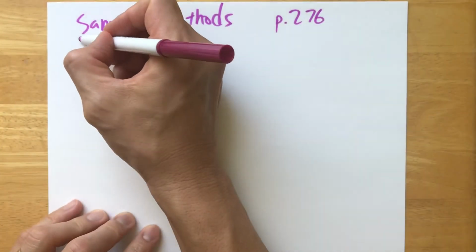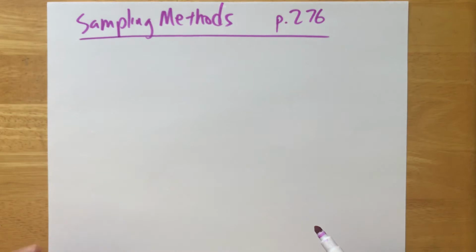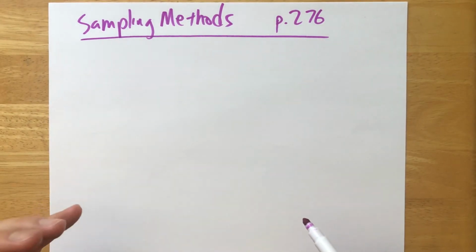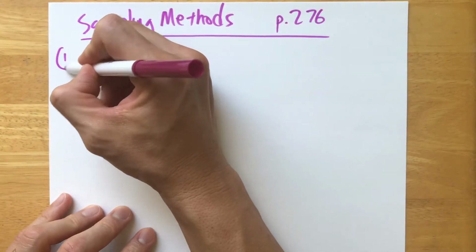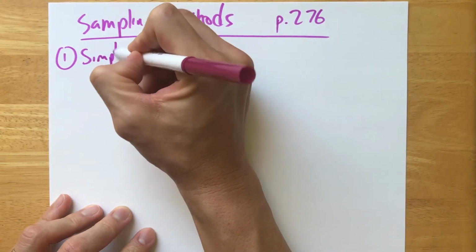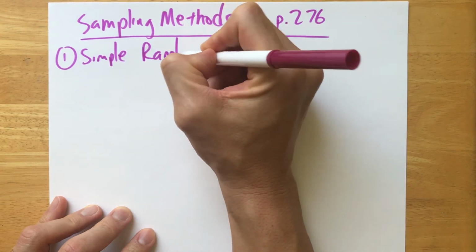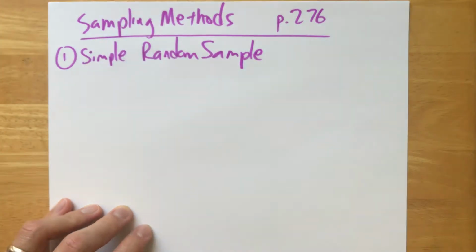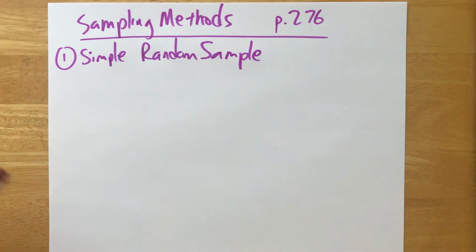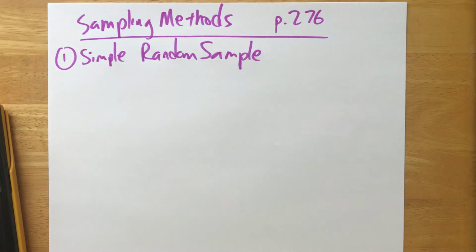Okay. So for sampling methods, there are really 5 different sampling methods, really 5 good ones, and then a 6th one, convenience sampling, which is not very good. The first one we call a simple random sample. A simple random sample is where you randomize your population and then you simply sample it.